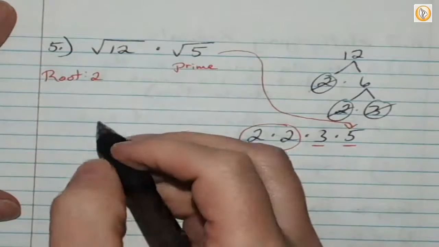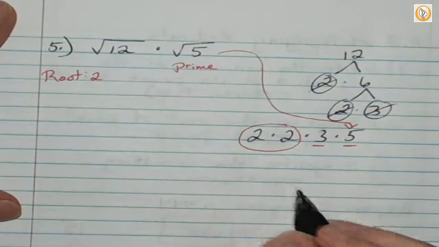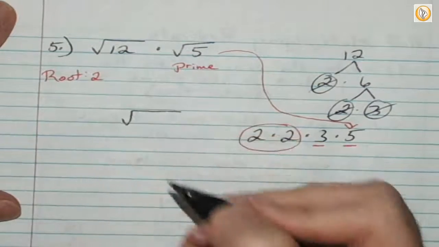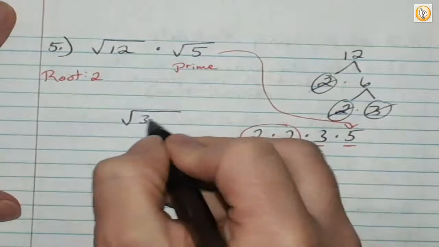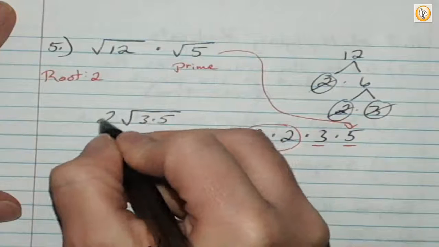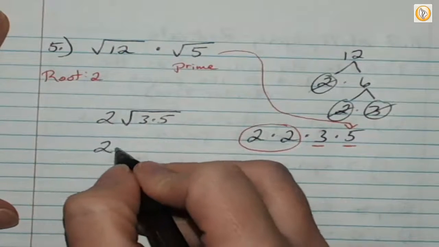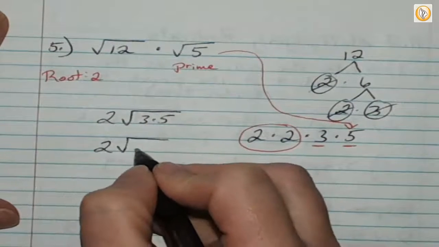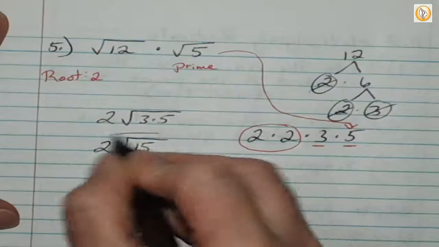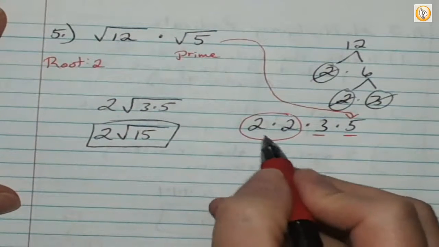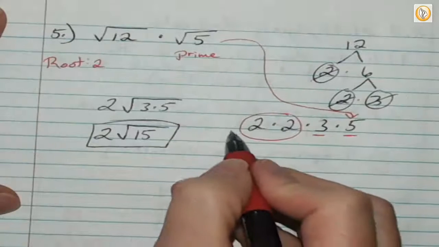Okay. So then you put the 5 or the 3 times 5 inside the box and the 2 on the outside. And what do you get? 2 and 15. 2 times the square root of 15. That's right. So your pair goes on the outside.